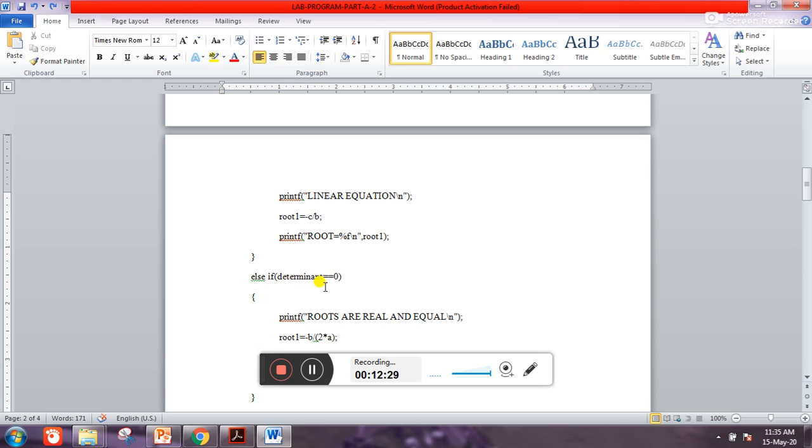Otherwise, if a, b, c, these three are not 0, then you find the roots based on the determinant value. So we already found the determinant value.